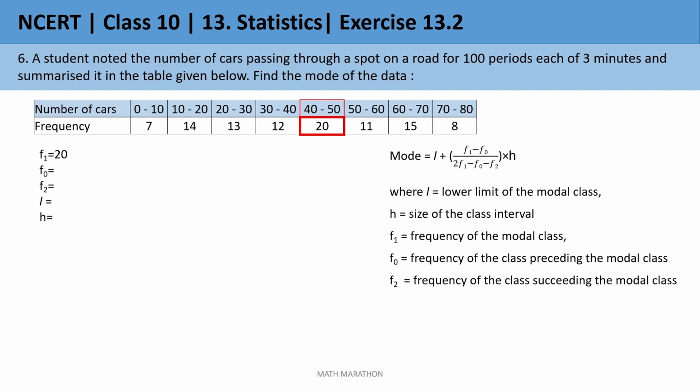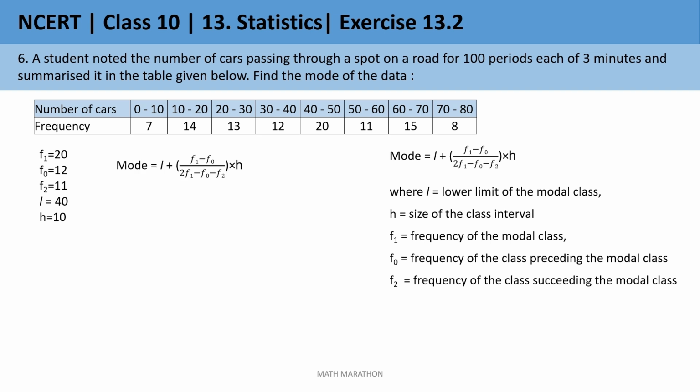F1 is 20. F0 is frequency of the class preceding the modal class. F0 is 12. F2 is frequency of the class succeeding the modal class. F2 is 11. L is lower limit of the modal class. L is 40. H is class interval. In class, 10 minus 0 is 10. Class interval H is 10. Now, we have sufficient information to calculate mode.